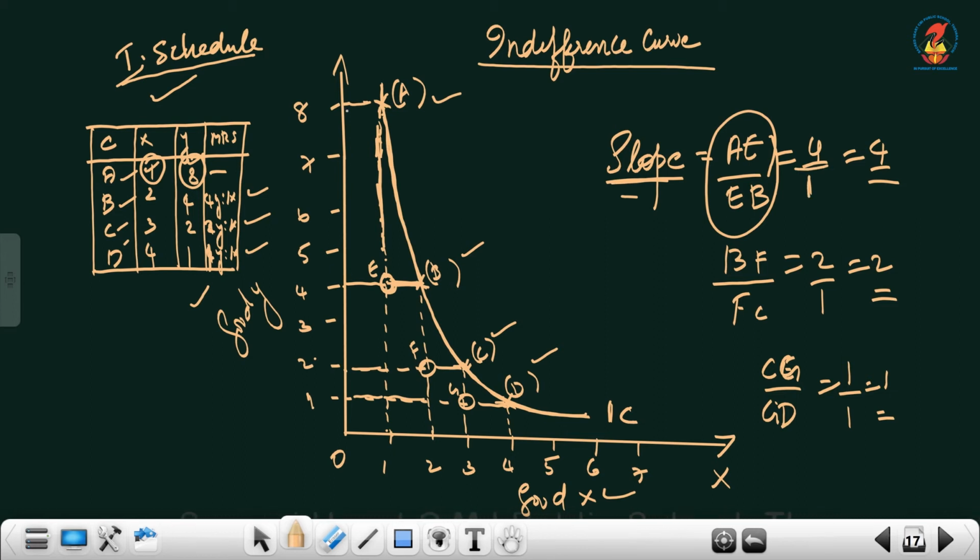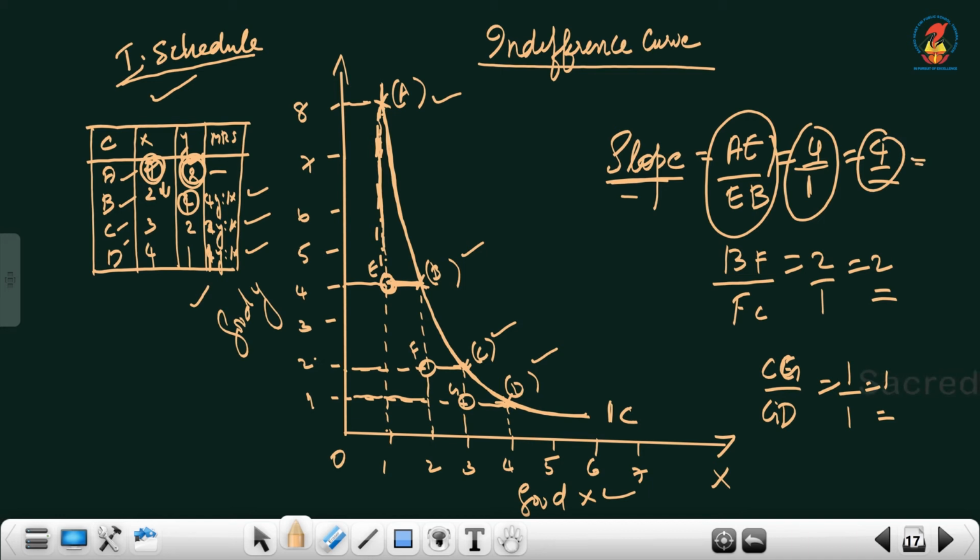That is 8 to 4, isn't it? 8 to 4 and 1 to 2. That is 4 divided by 1 is equal to 4.